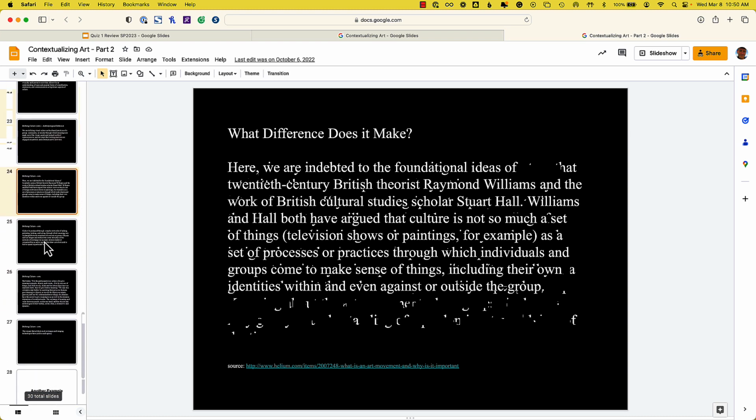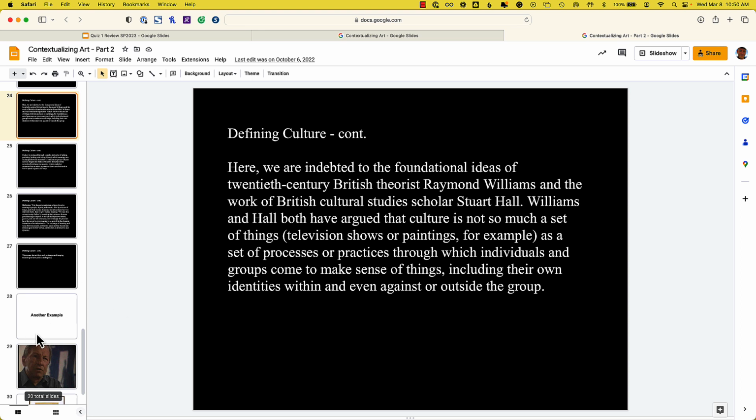But we do talk about Rauschenberg a bit, but I'm not going to harp on this because this is going to come into more play in the second half of our semester, okay? So stop at slide 18.